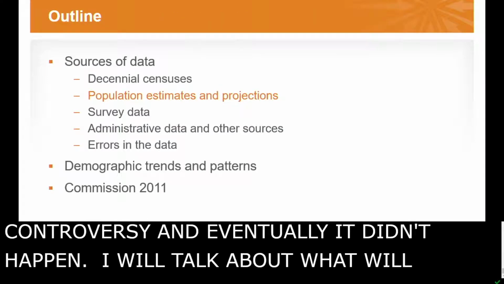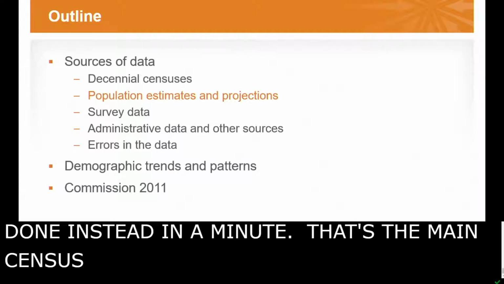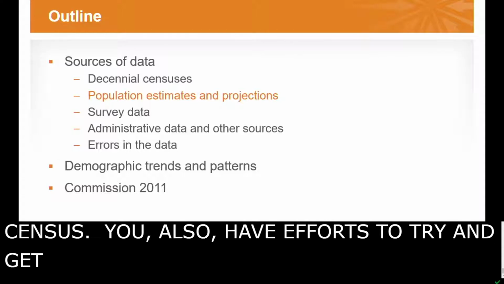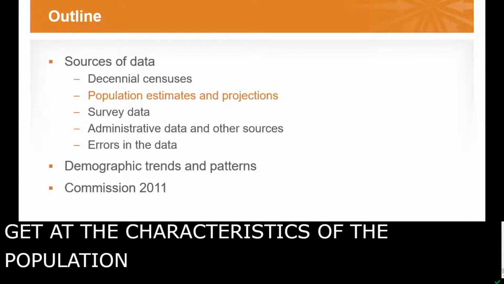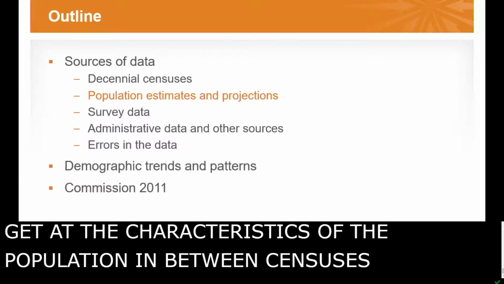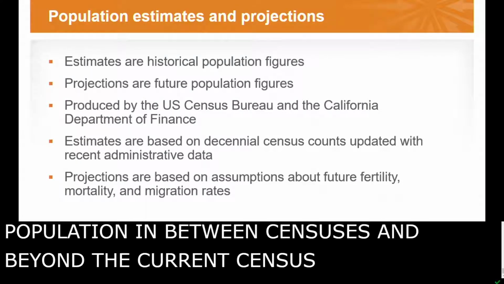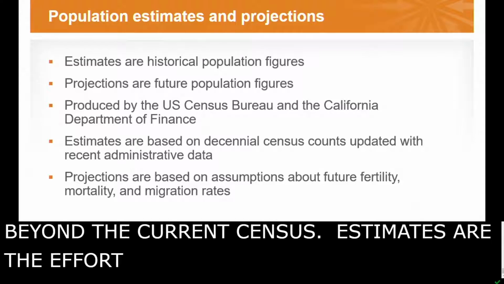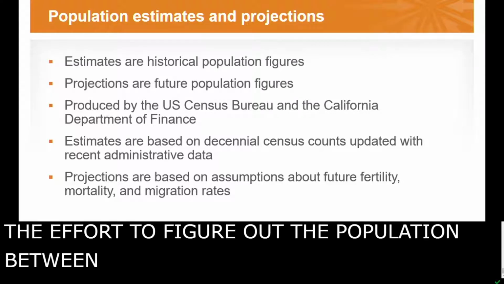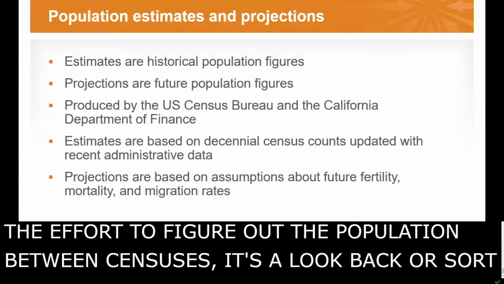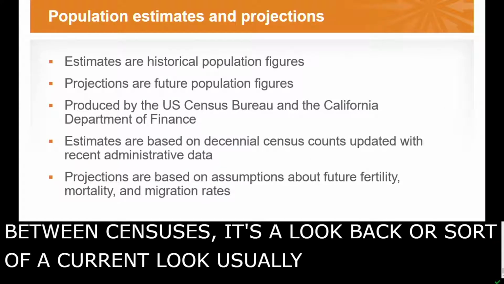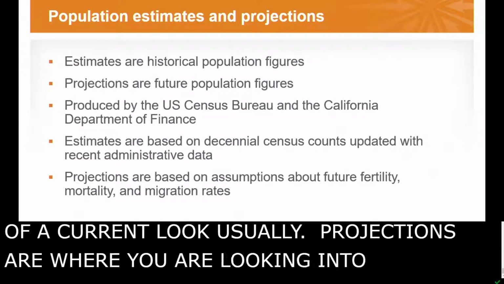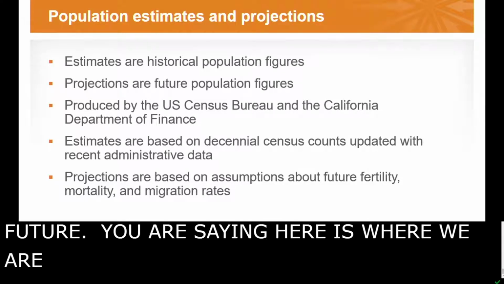So that's the main census. You also have efforts to try and get at the characteristics of the population in between censuses and beyond the current census. Estimates are the effort to figure out the population between censuses. It's a look back, or sort of a current look, usually. Projections are where you're looking into the future. You're saying, here's where we are now, here's where I think we may be going in the future.